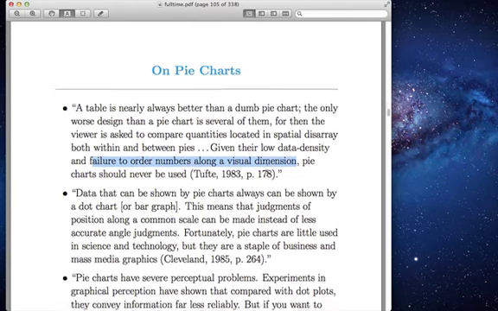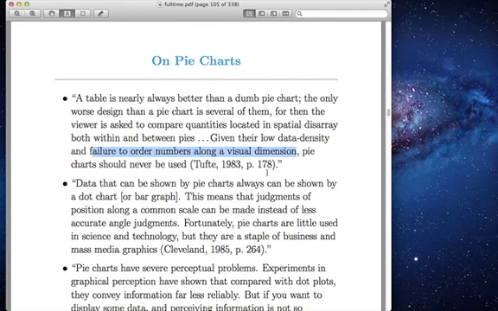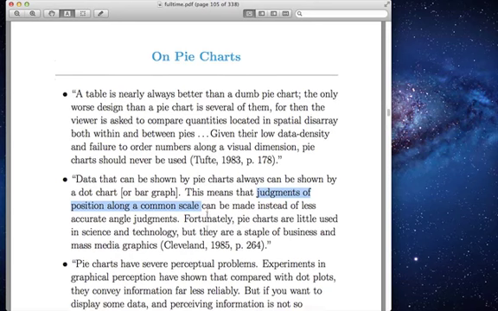Let's take a look at what Cleveland has to say. Data that can be shown with pie charts can also be shown by a dot chart or a bar chart. Cleveland's going to make the exact same point that Tufte made. This means that judgments of position along a common scale, so we'll see what that means in a second, can be made instead of less accurate angle judgments. So the human eye has a hard time making angle judgments. You can read the rest of this.